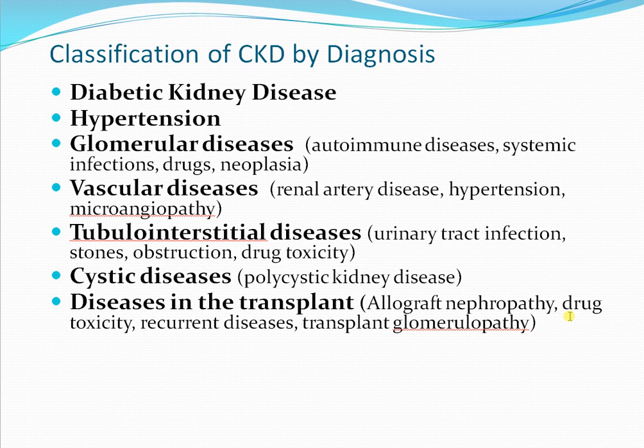The drugs' toxicity itself, these are the medications that you use for immunosuppression like tacrolimus, cyclosporin, which can itself cause chronic renal failure, which over a period of time would lead to chronic kidney disease. Then transplant glomerulopathy and recurrent diseases as well.